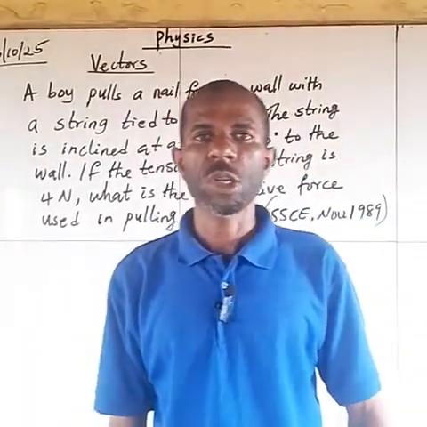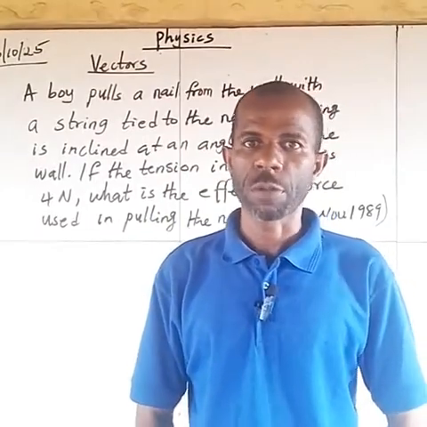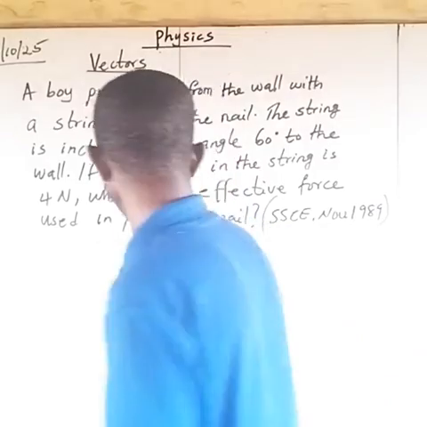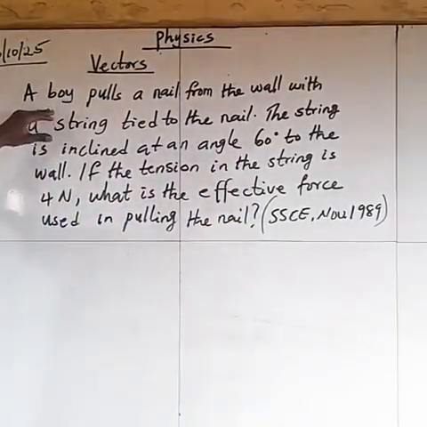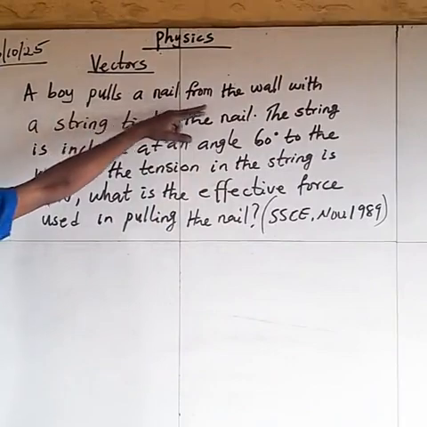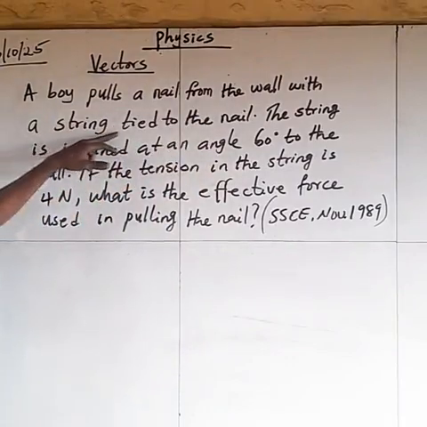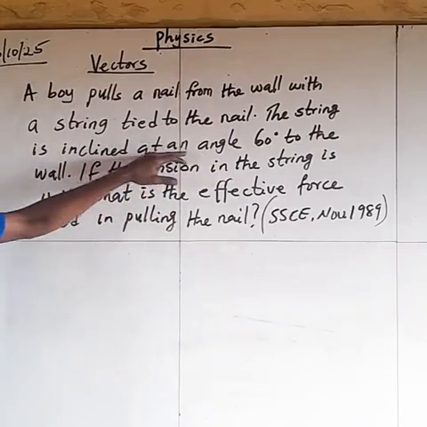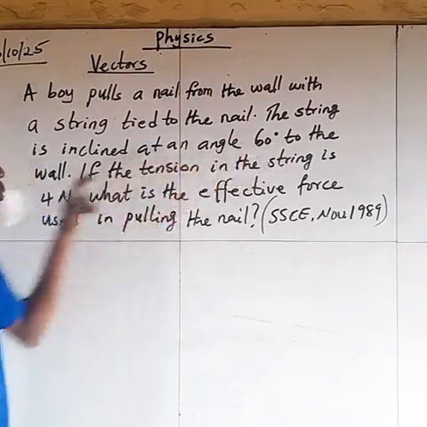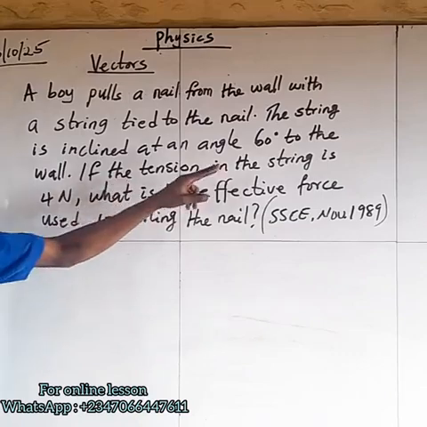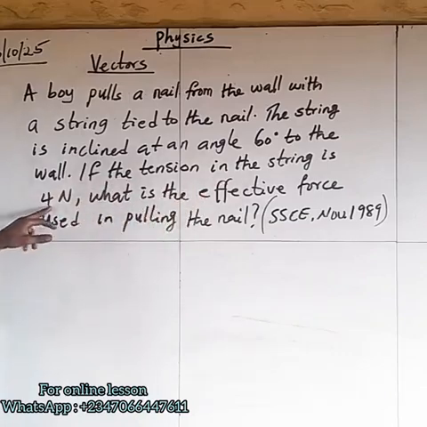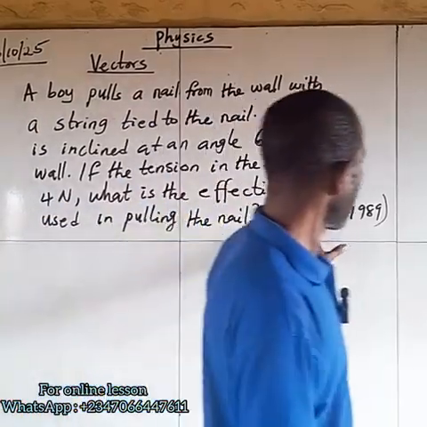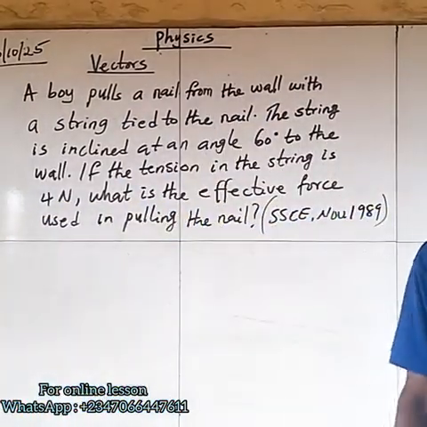In today's class, we are still going to solve more problems on vector. Now look at this question. The question says, a boy pulls a nail from the wall with a string tied to the nail. The string is inclined at an angle 60 degrees to the wall. If the tension in the string is 4 Newton, what is the effective force used in pulling the nail? This question is actually from SSCE November 1989.